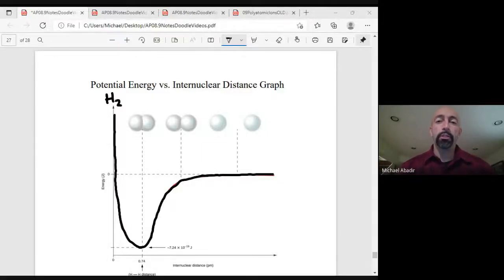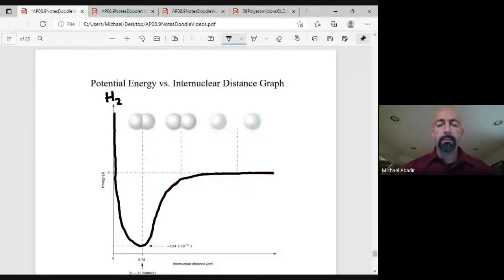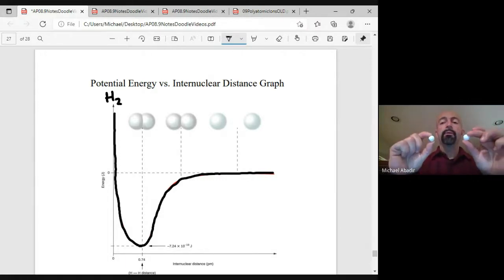Today we're on worksheet 27 of the AP Chemistry Chapter 8 and 9 packet, and we're going to be taking a look at potential energy versus internuclear distance graphs. What we're looking at is the proximity of two hydrogen atoms together. How close will they be when they bond?